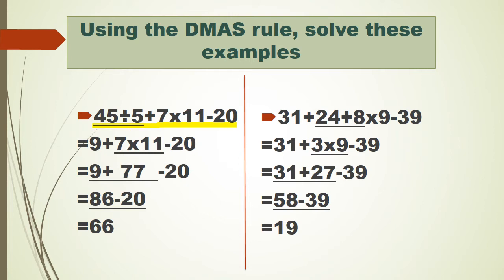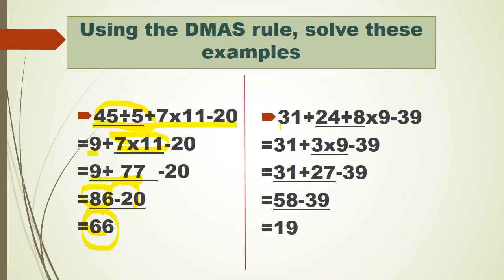So my dear students, it's very easy sum. Don't be afraid. Just follow the instruction according to the DMAS rule. Firstly, we will do division. Now divide 45 by 5. We get 9. After division, we will multiply 7 by 11 and we get 77. And then add 9 plus 77, we will get 86. And lastly, subtract 20 from 86. Now the answer is 66.